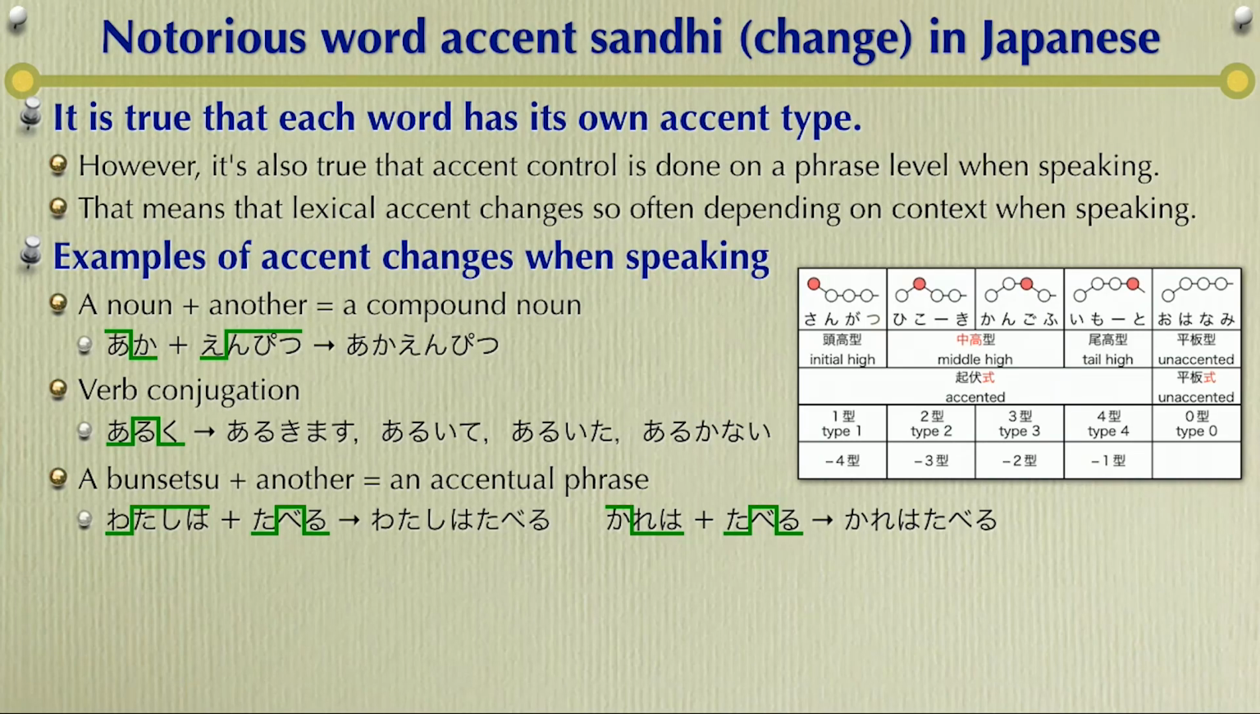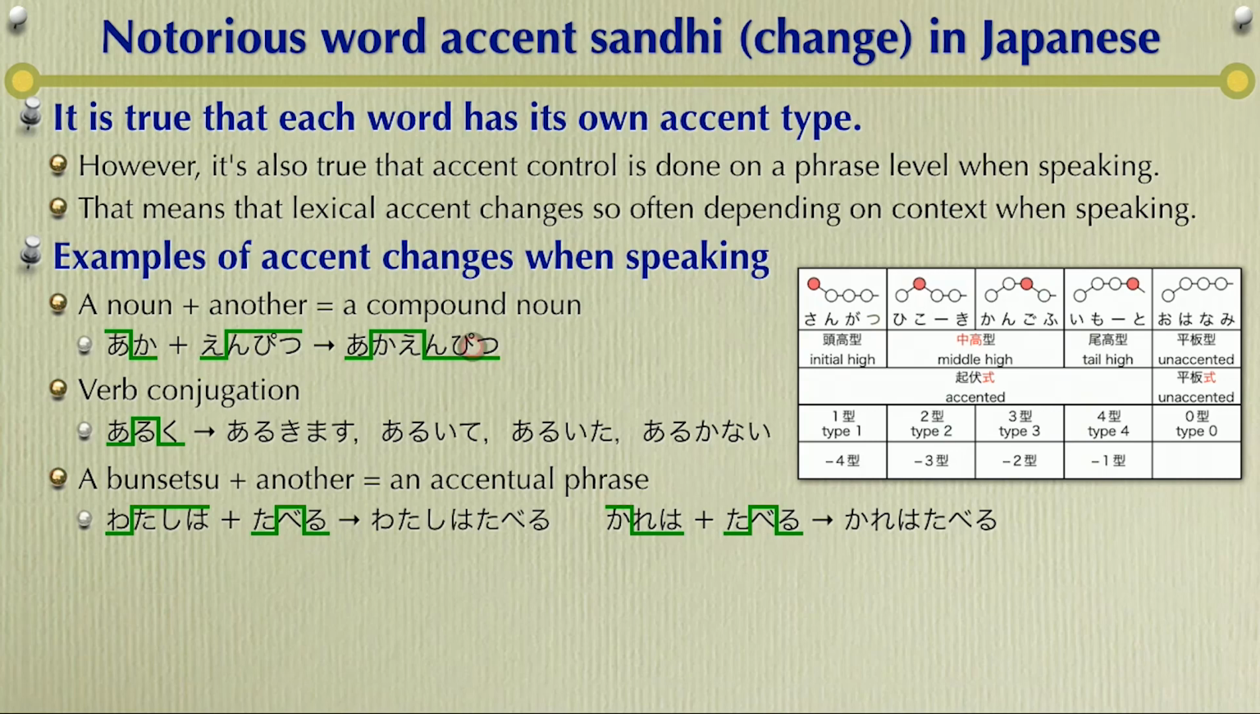So this is one example. Aka means red, the color red. Enpitsu means pencil. Red and pencil, right? So when they're combined, what kind of expression can you get? You may say, oh, this is aka, enpitsu. The first word is aka, the second word is enpitsu. But Japanese don't say it that way. We often say it with the accent changed. So the high-low pattern is totally opposite, right?